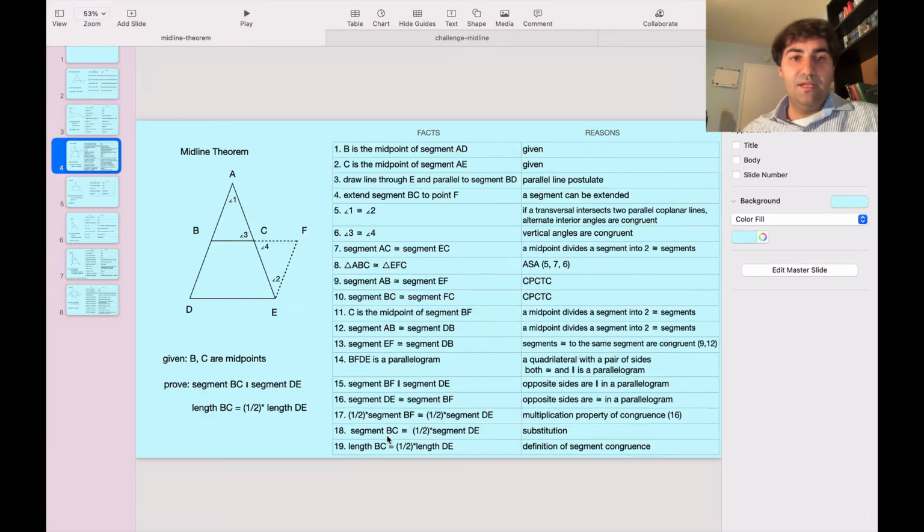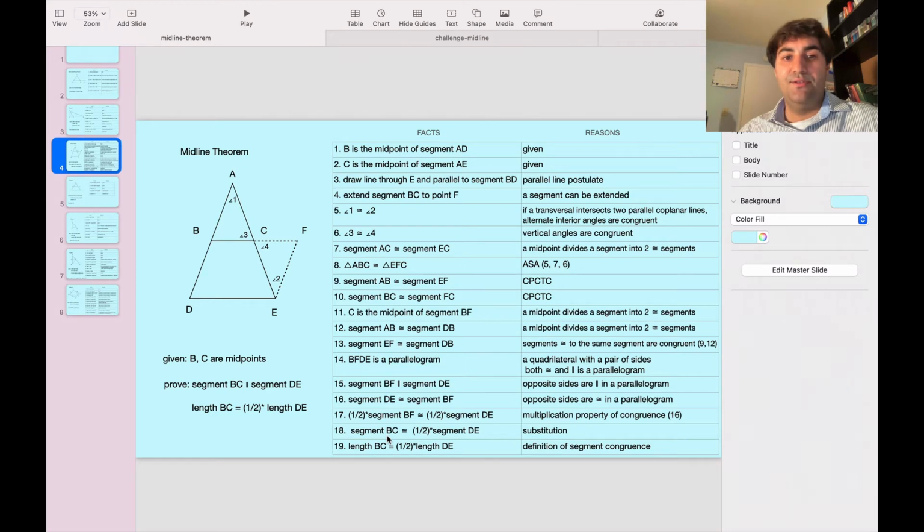I'm going to go over the midline theorem. I'm not going to actually go over the proof of it, because I think the proof is pretty complicated. But if you'd like, you can pause the video at this point and look over the proof and work it out.